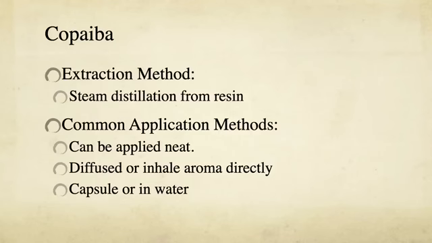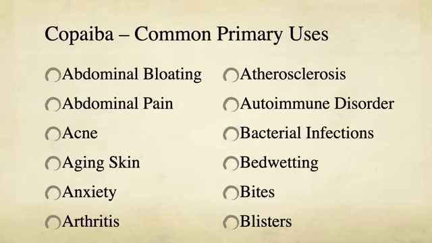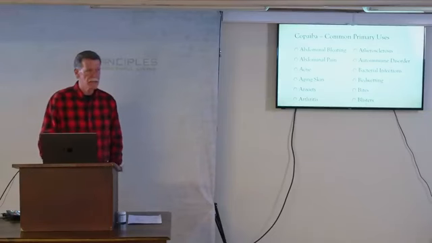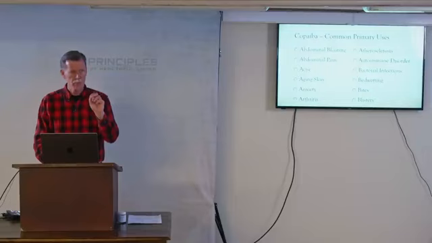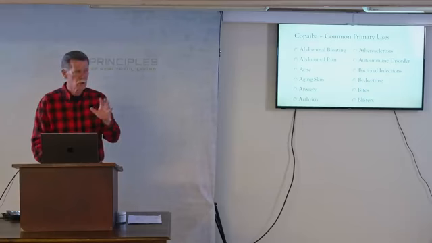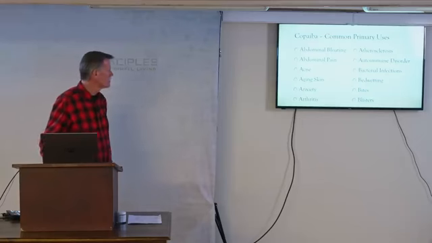Steam distillation from the resin, applied neat, diffused, inhaled, or it can be capsuled or in water. Abdominal bloating, abdominal pain. Copaiba is the most anti-inflammatory plant product in the world that they have found. The most anti-inflammatory. Is there inflammation problems out there today? So it's tremendous for inflammation.